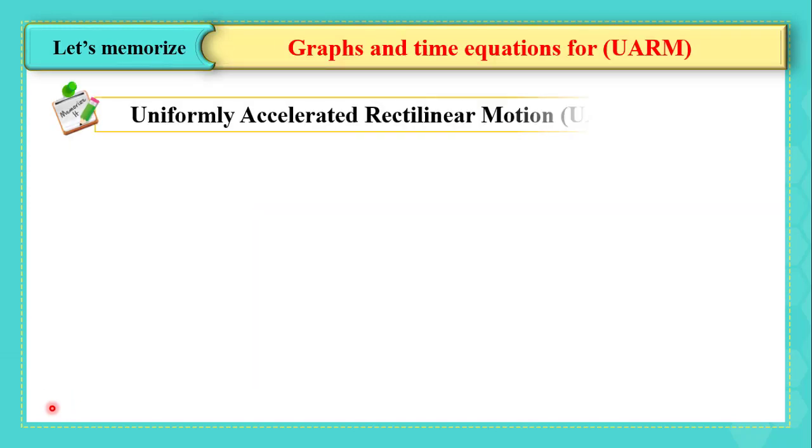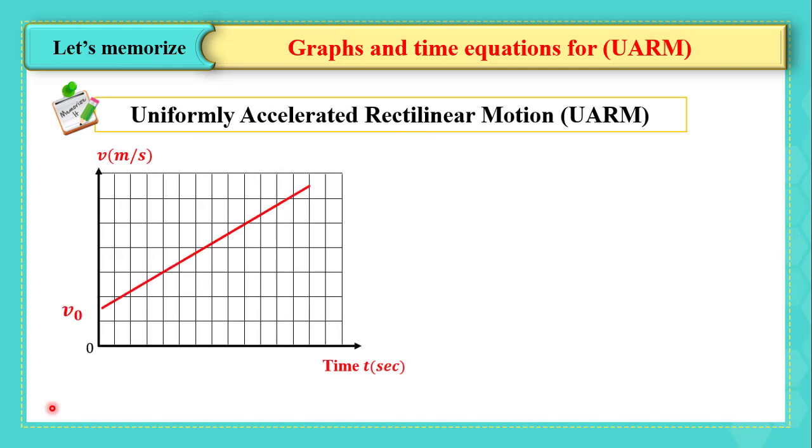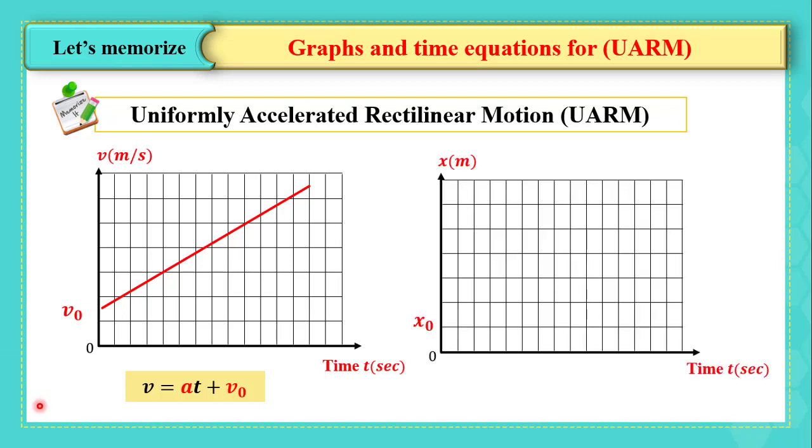Then, in a uniform accelerated rectilinear motion, the VT curve is a linear function of positive slope, and the time equation is v equal at plus v0, where a is the constant acceleration which represents the slope of the VT curve, and v0 is the algebraic value of the velocity at the instant t0 equal to 0. Whereas the XT curve is a nonlinear function and the time equation is x equal half at squared plus v0t plus x0.